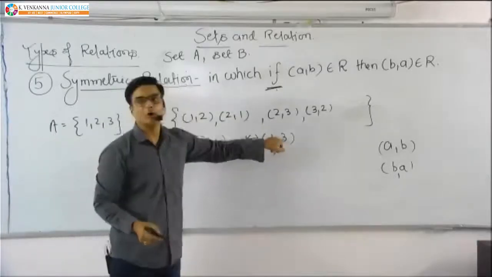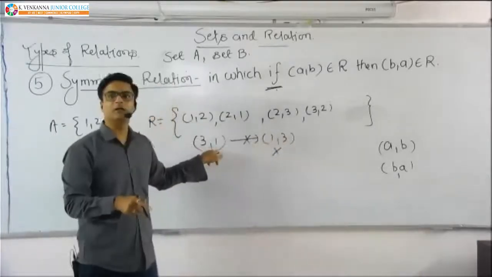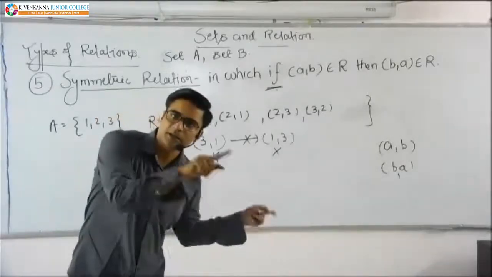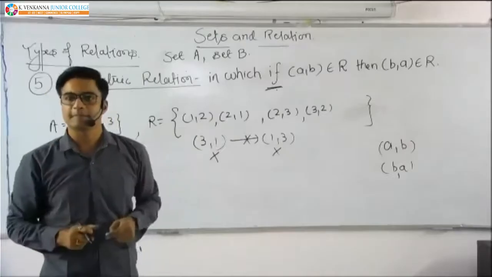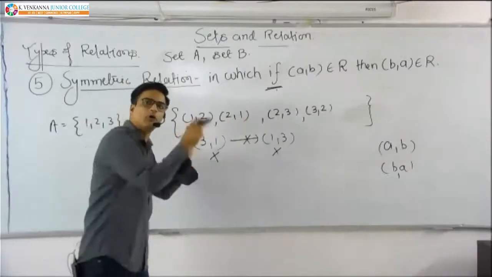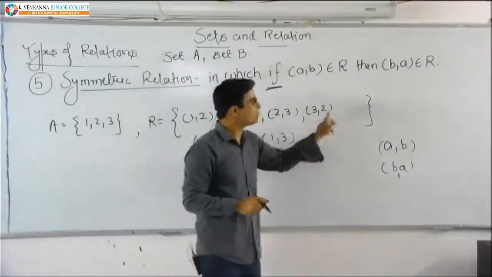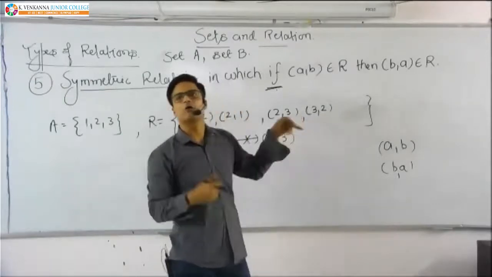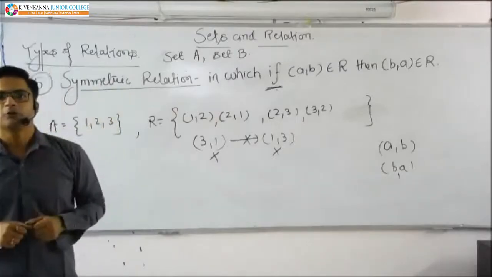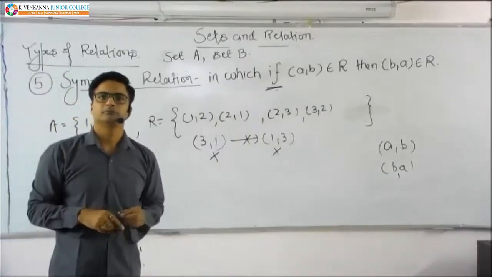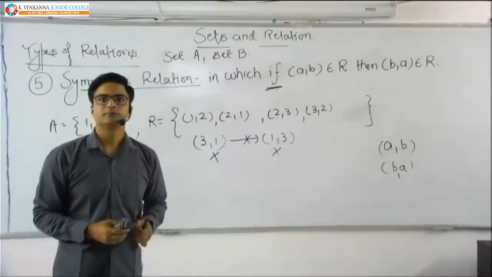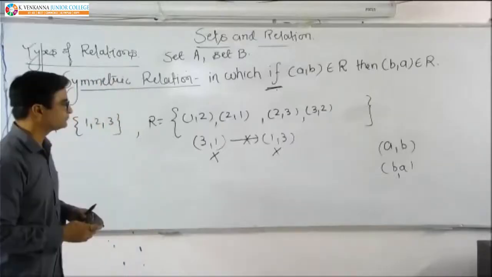We can talk about 1 comma 3 only when 3 comma 1 is already present. Remember this: if it is present, then only you can interchange their places. We introduced 2 comma 1 because 1 comma 2 was already present here. We introduced 3 comma 2 because 2 comma 3 was already present here. Do you understand this? I'll give you an example. You will understand better.